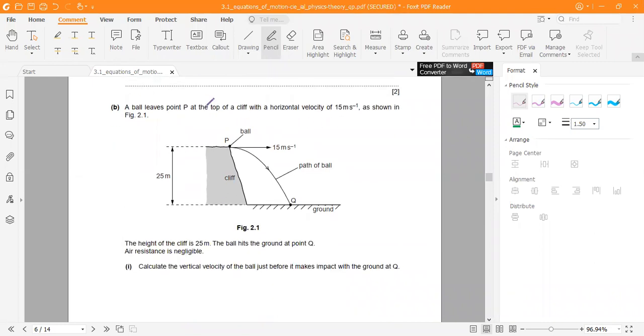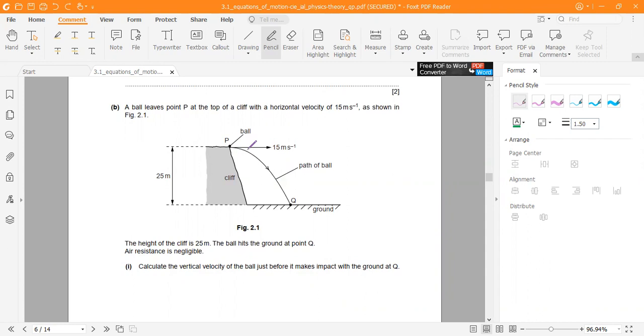So let's look at this question now. A ball leaves point P at the top of the cliff with a horizontal velocity of 15 meter per second, as shown in figure 2.1. If you look at it, the vertical velocity is zero, because at the initial point this tangent is strictly horizontal. There is no vertical component. If it was like this or like this, there would be a vertical component. But there is only the horizontal component.